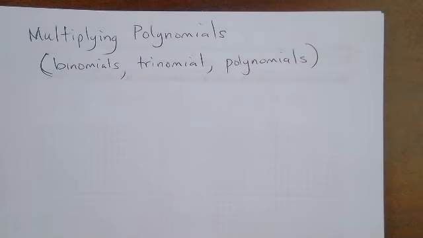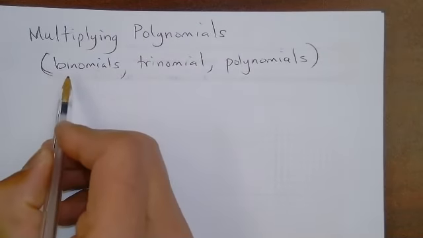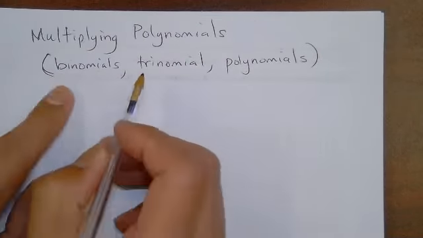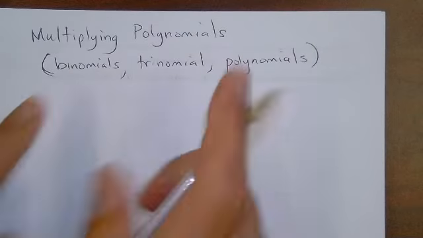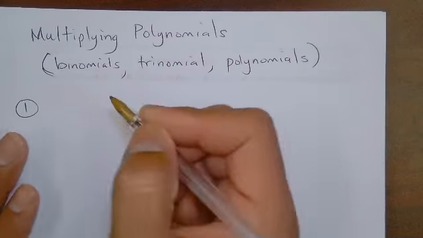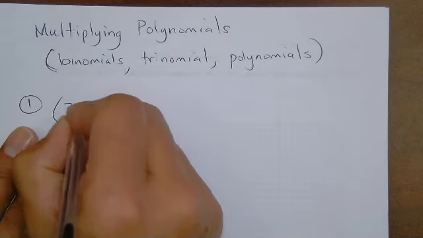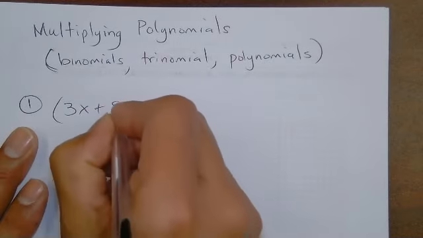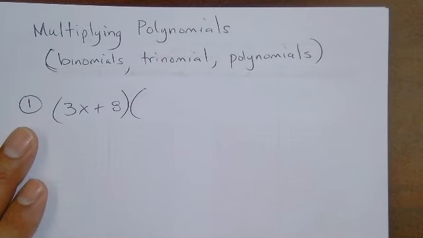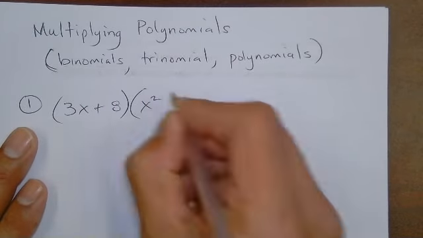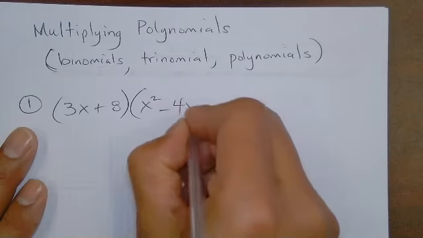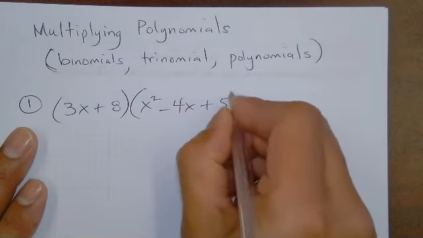Okay, so yesterday we just did two binomials. Yesterday was just a 2 by 2. Today we're going to start with a binomial and a trinomial. So number one, what if I have something like 3x plus 8 times x squared minus 4x plus 5.